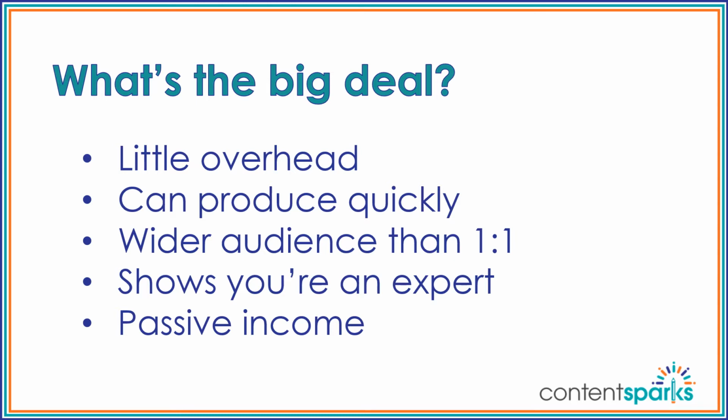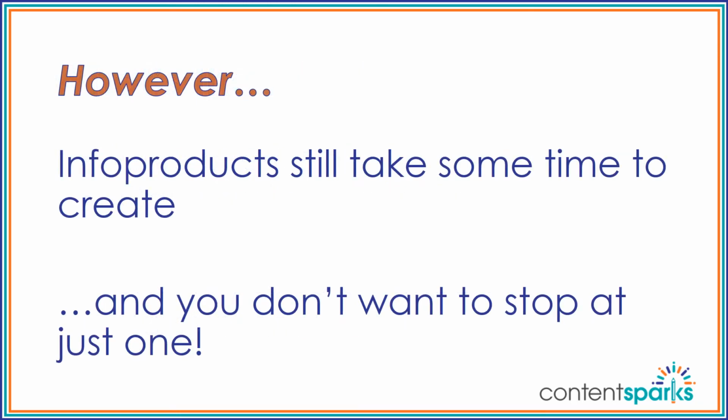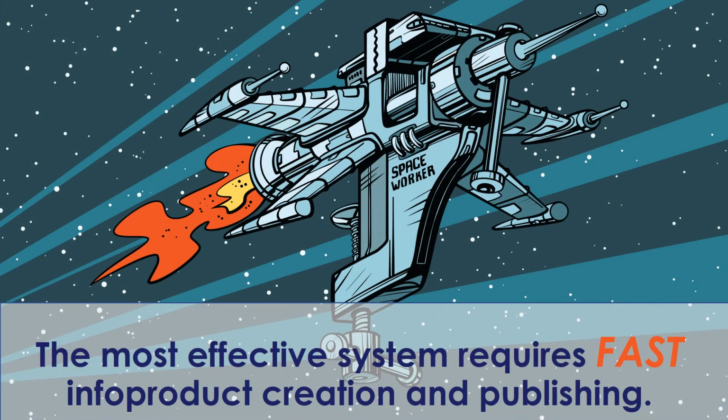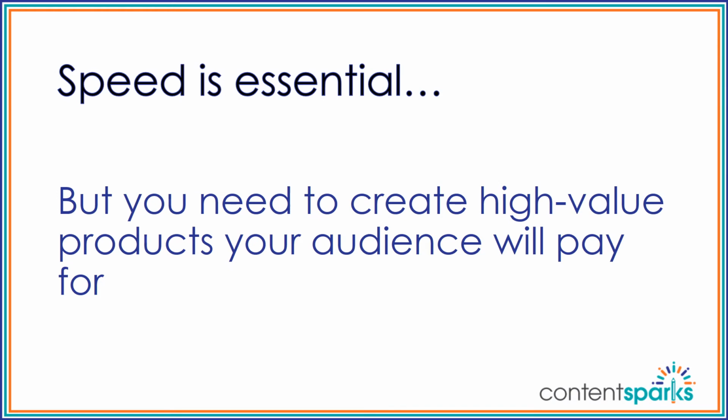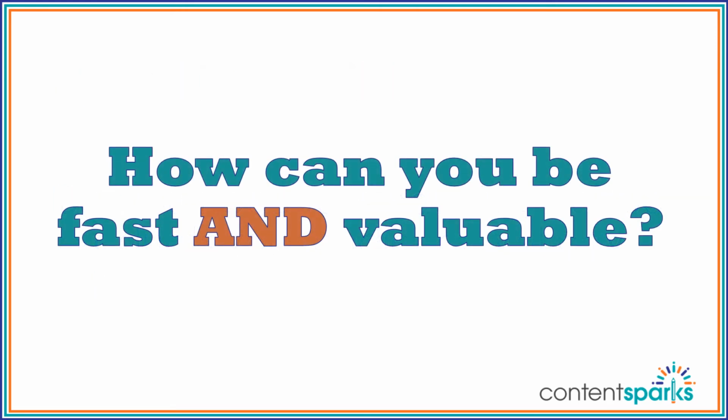However, info products still take some time to create, and you're not going to want to stop with just one. You're going to want to build a whole library. And the most effective way to get it done is to have a system that involves fast info product creation and publishing. Now, as I said, speed is essential, but you still need to create high value products your audience is going to pay for. How can you do that? How can you create info products quickly and that are still valuable?